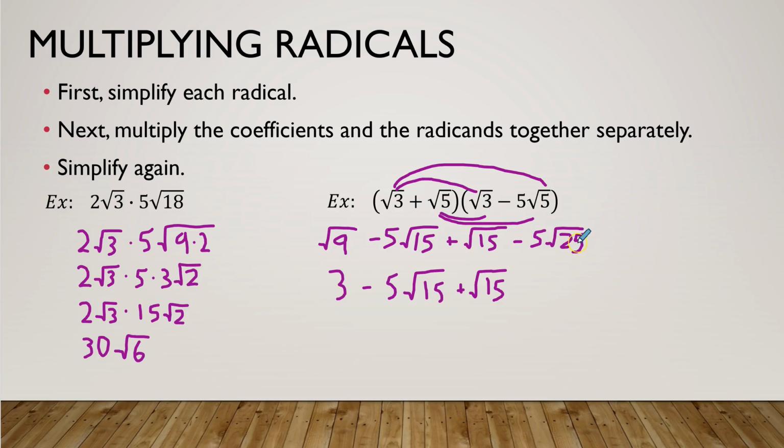But on this last one, I know that the square root of 25 is 5. However, I already have a negative 5 outside of the radical here as well. So when I multiply the 5 from the square root and the 5 that I already have in front, I'm going to get negative 25 from this.